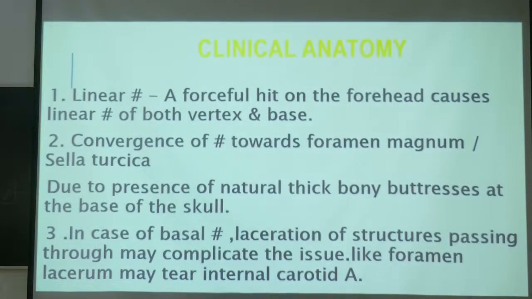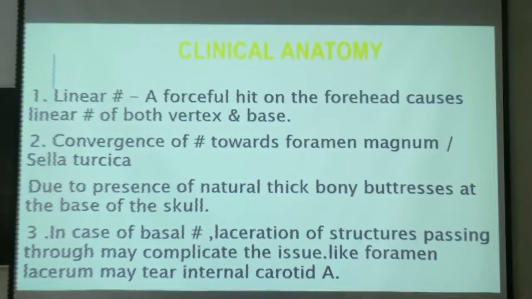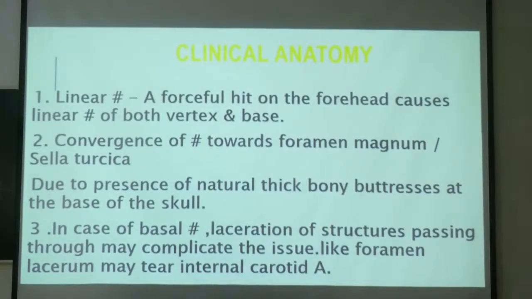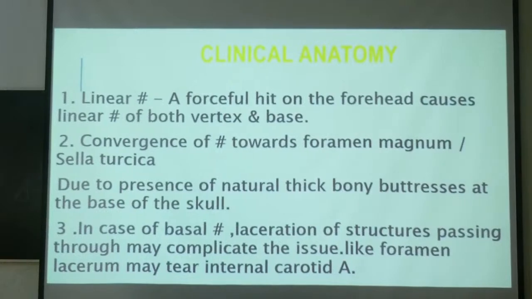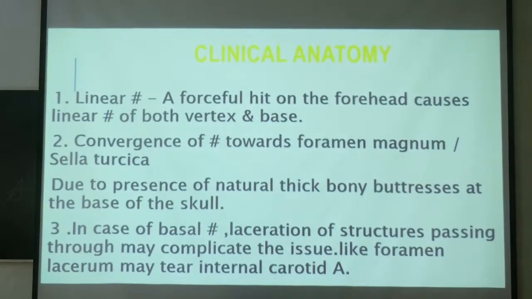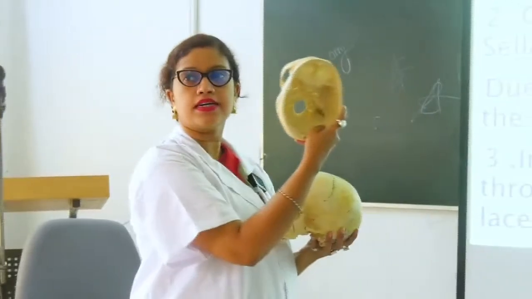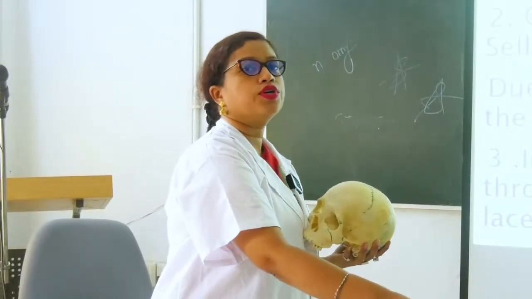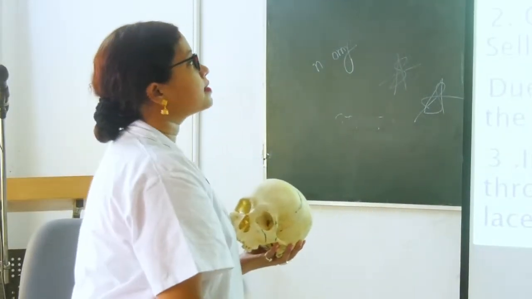Now clinical anatomy, write it down. Number 1 is linear fracture. Linear fracture can happen with a forceful hit on the forehead, causing linear fracture of both the vertex and the base. What did I say vertex means? This is the vertex. And what is the base? If you cut the skull, see this is the base, so it will injure both the vertex and the base.